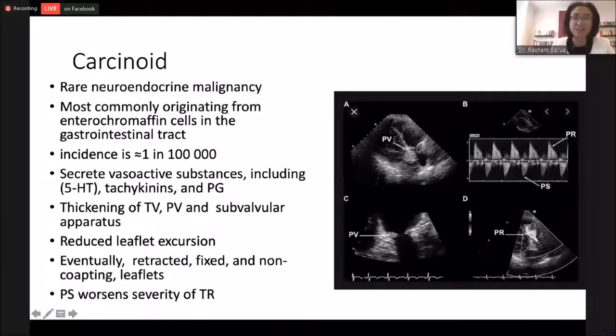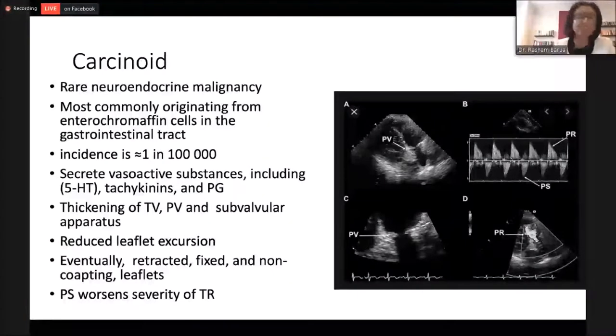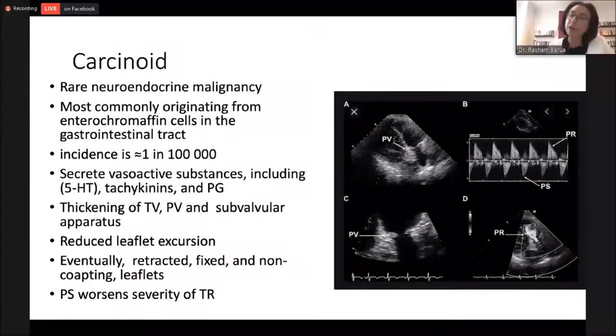We see thickening of the valve leaflets and reduced leaflet excursion. So in the case of the pulmonary valve, we not only get pulmonary regurgitation, but we also get pulmonary stenosis. Eventually you end up with these very fixed, retracted, non-coapting leaflets. If the pulmonary valve is involved, as you might imagine, that's going to worsen any tricuspid regurgitation.